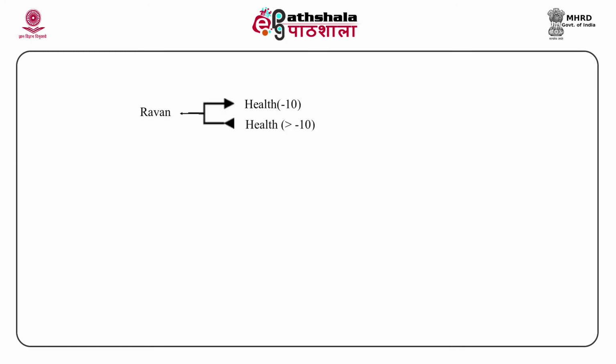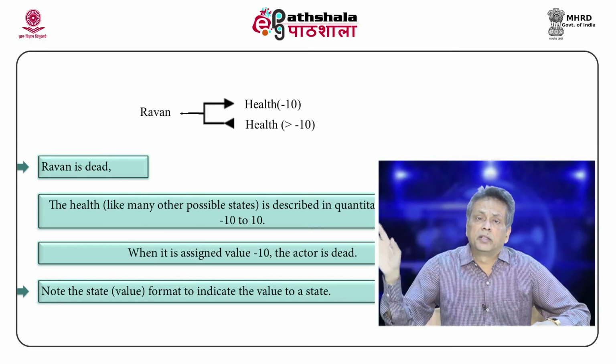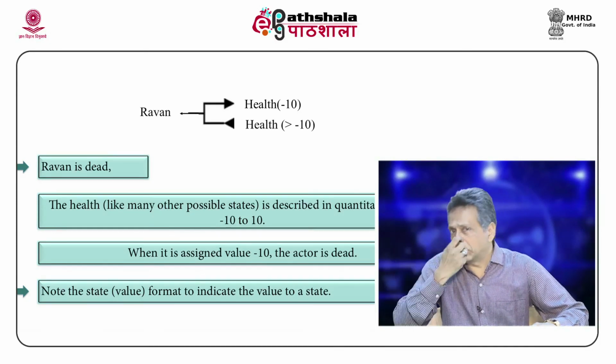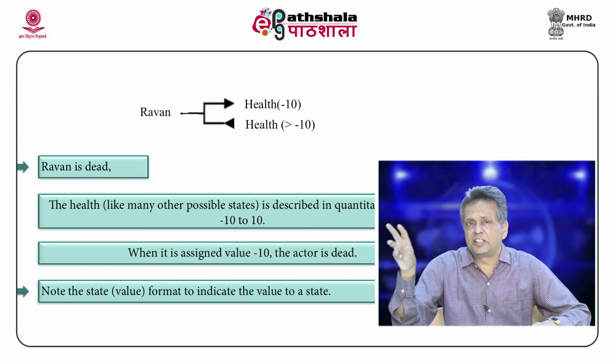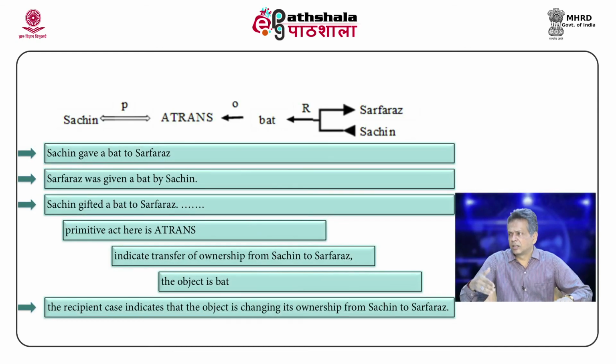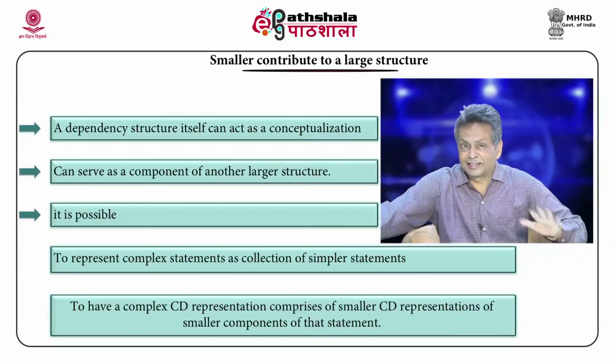The other example is Raman is dead. Raman is dead means his health is reduced to -10. What was it earlier? Maybe greater than -10. So, that is the next statement you can see, which is a 3-prong structure which represents the state change. Raman's health is now -10. The next one is Sachin gave his bat to Sarfaraz. I will not talk about this, I have already discussed this. And this is how small things contribute to a large structure, that is the great thing about CD.